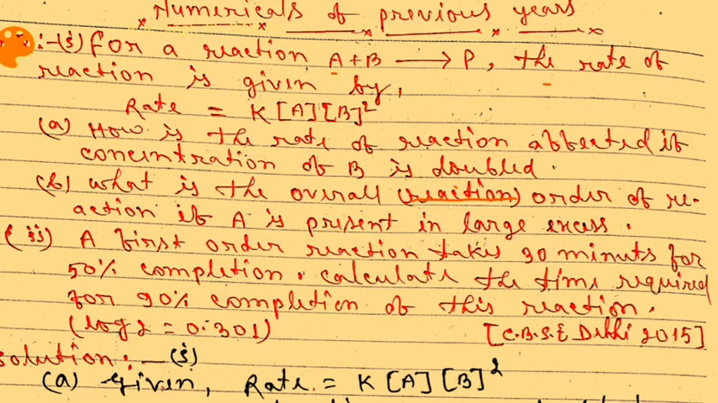Second question: a first order reaction takes 30 minutes for 50% completion. Calculate the time required for 90% completion of this reaction. Value of log 2 is given, and you have to remember yourself also. It was asked in CBSE Delhi in 2015.